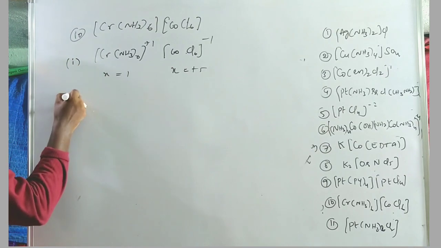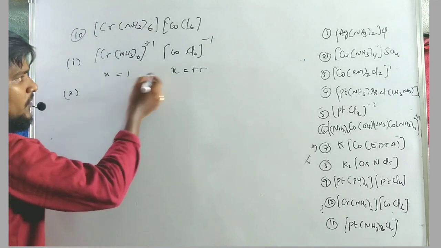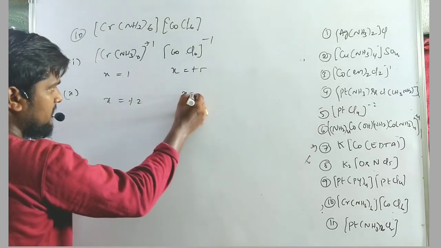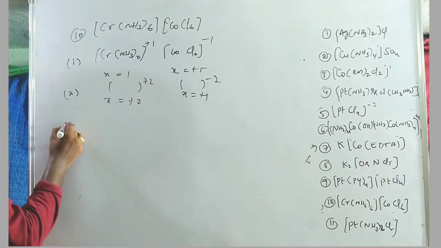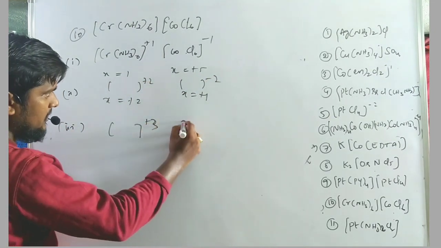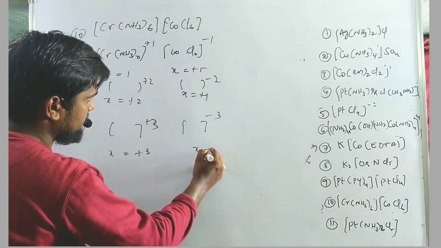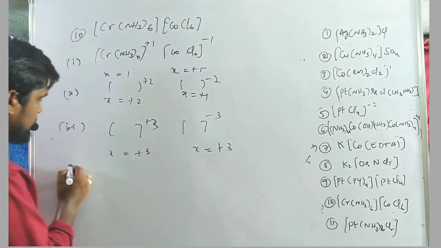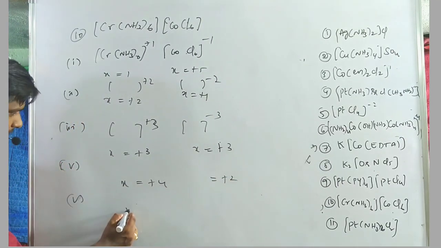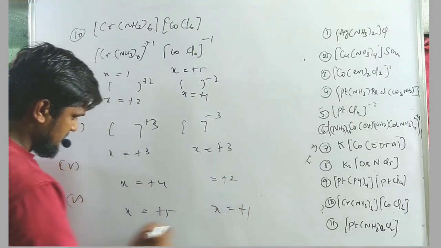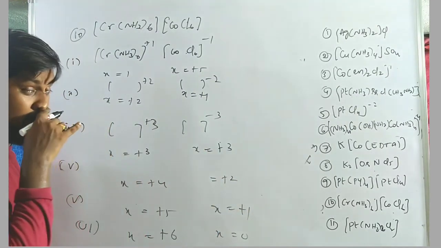So let us assume there are 6 possibilities for the oxidation states. X is equal to 1 and 5. Then x is equal to plus 2 and x is equal to plus 4, due to the complex having plus 2 and minus 2 charge. Now the third assumption is plus 3 and minus 3. Then we get x is equal to plus 3 and x is equal to plus 3. The fourth one is x equal to plus 4 and plus 2. The fifth one is x equal to plus 5 and plus 1. The sixth one is x equal to plus 6 and x equal to 0.